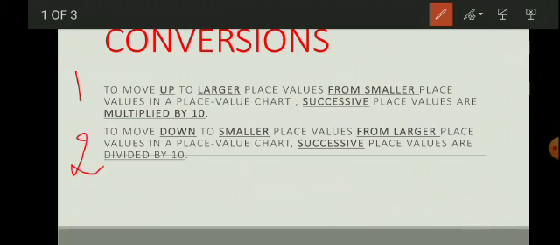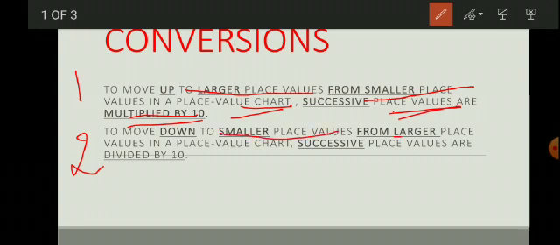Rule number 1. To move up to larger place values from smaller place values in a place value chart, successive place values are multiplied by 10. We'll see the examples later on. Now the second rule is to move down to smaller place values from larger place values in a place value chart, successive place values are divided by 10. Let us see the examples now.